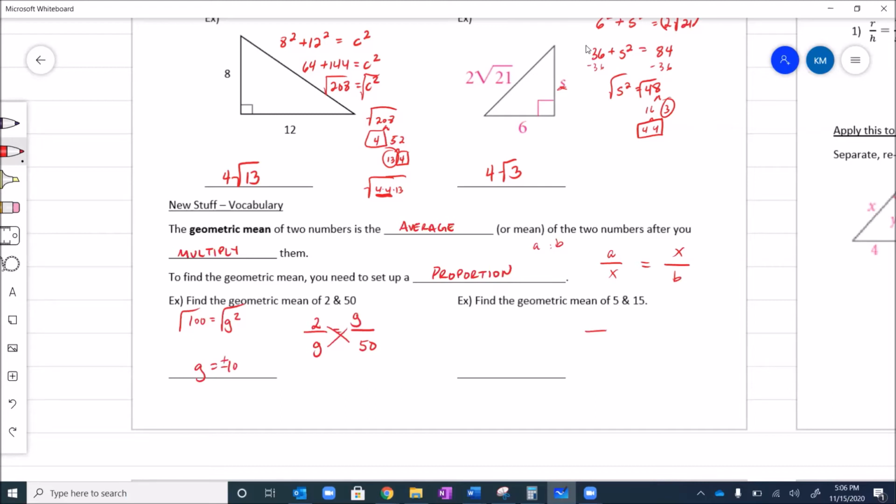So we'll set it up as 5, 15, and then the value that makes that proportion true. So 5 times 15 gives us 75 equals x squared. Take the square root. That's 25 and 3. 3 prime. 5 and 5. Pair of 5s. And so x would equal positive or negative, plus or minus 5 radical 3.